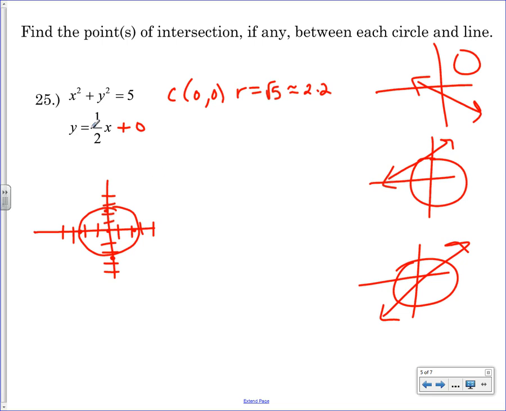Now I'm going to graph this line, y equals mx plus b. Y equals mx plus b. What's my slope? 1/2. What's my y-intercept? 0, right? Algebra 1, okay? So if I start at 0 and I go up 1, right 2, and I go down 1, left 2-ish, it should look something like this.